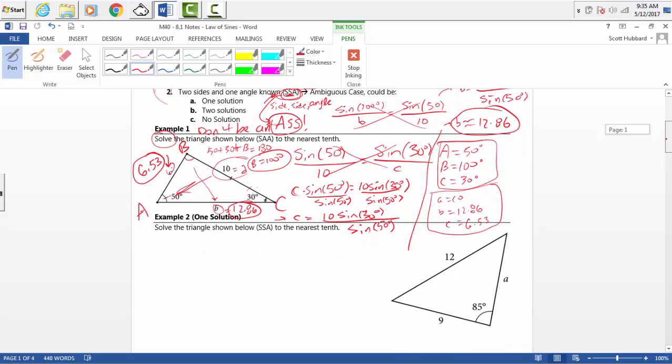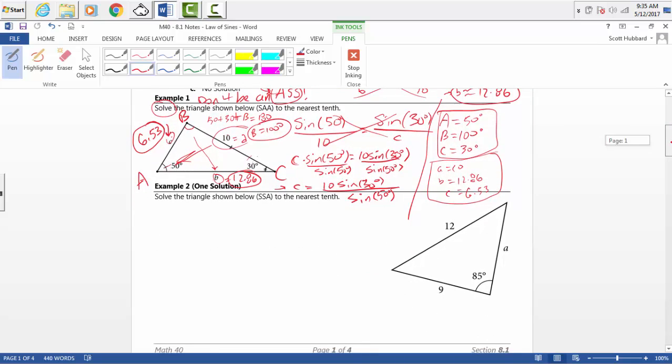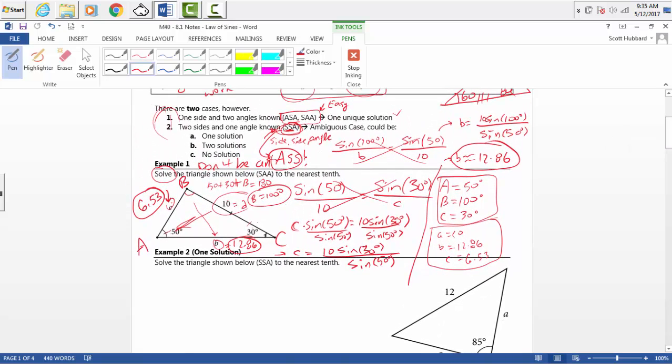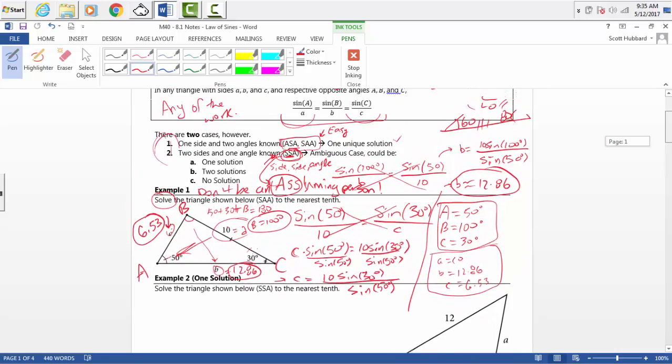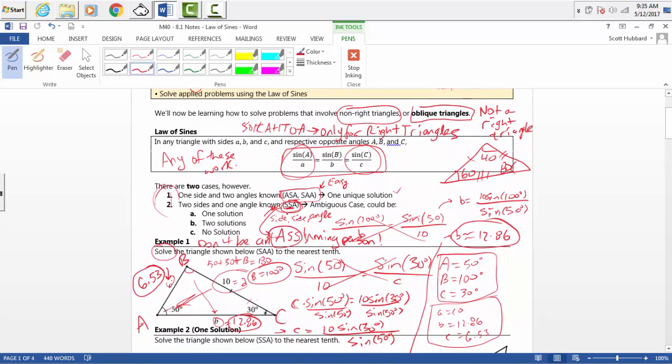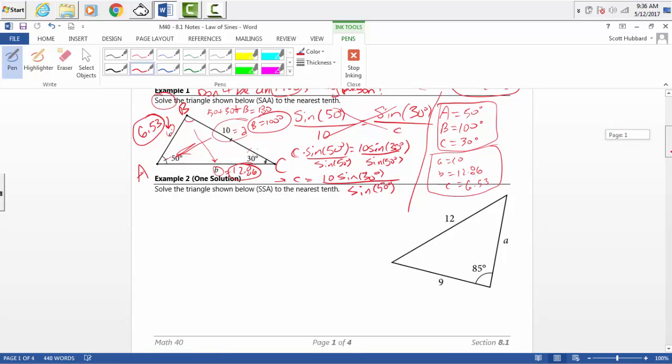So when we have SSA, we don't want to assume that we get the answer, so let's be careful, okay? But anyways, we're going to be working on these cases when it's not a right triangle. So we're not going to have a right angle, but we're going to have two sides and one angle. So this is the SSA case because I have two sides and I have one angle. So what that means is that we're going to have a little bit of trouble here, and we just got to make sure that we do it right, okay? So let's take a look.